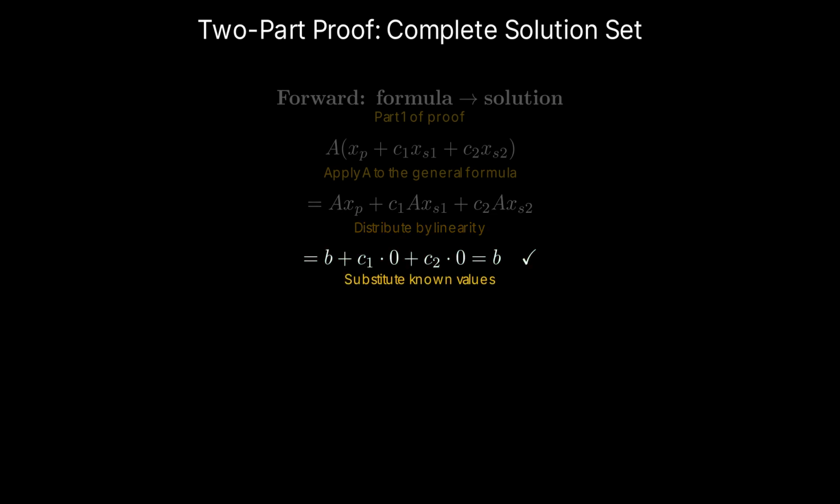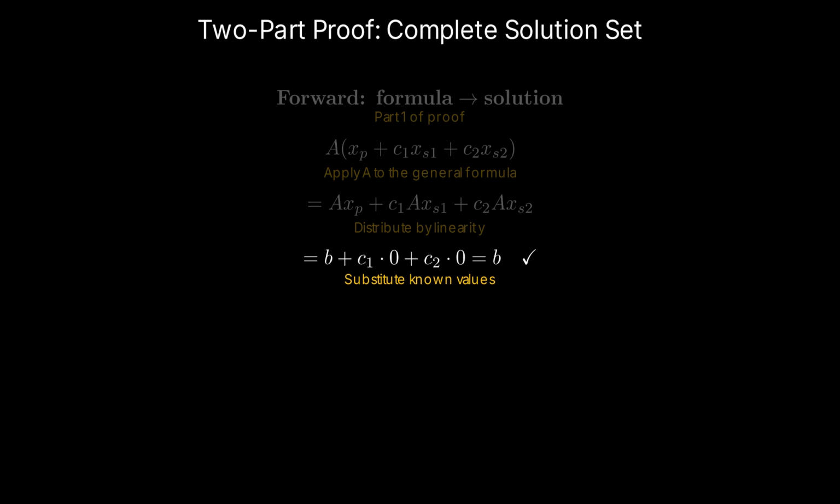Now A times xp equals b because xp is a particular solution. A times xs1 equals 0 because xs1 is in the null space. And A times xs2 equals 0 because xs2 is in the null space. So the whole expression simplifies to b plus 0, which is just b.